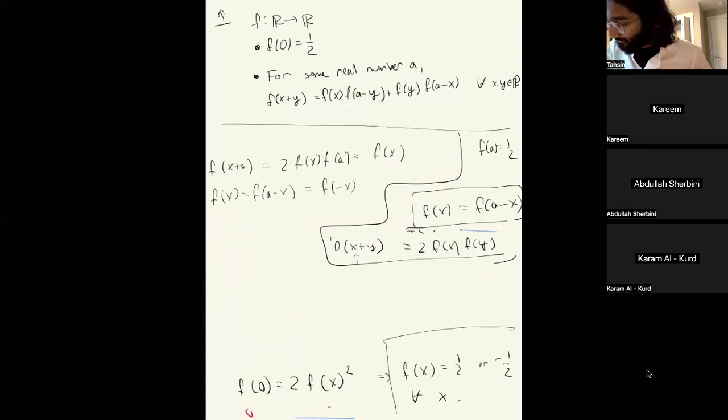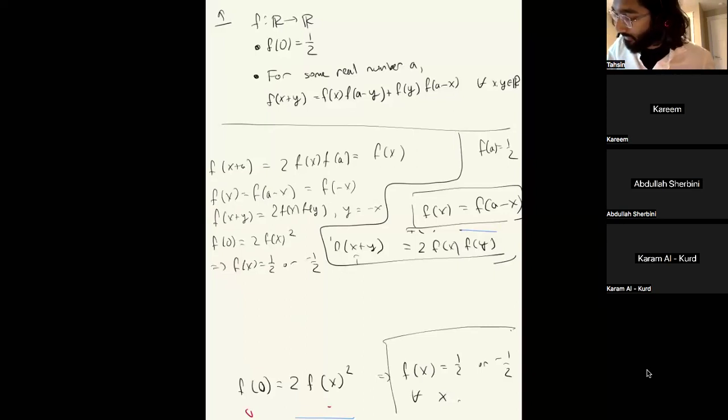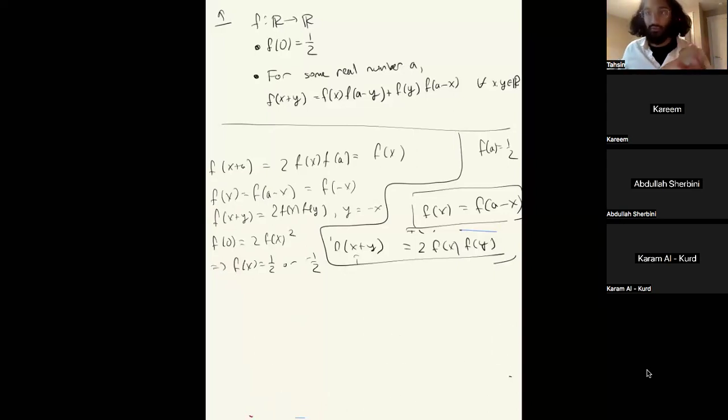And then I guess the next thing we did was we went from f of x plus y equals 2f of x f of y, and we plugged in y equals minus x, and it told us f of 0 equals 2f of x squared, which tells us f of x equals 1/2 or minus 1/2. But again, we have to be careful here because it doesn't mean there are two solutions. It means we need to decide for every x which one is true. The pointwise trap. That's right.